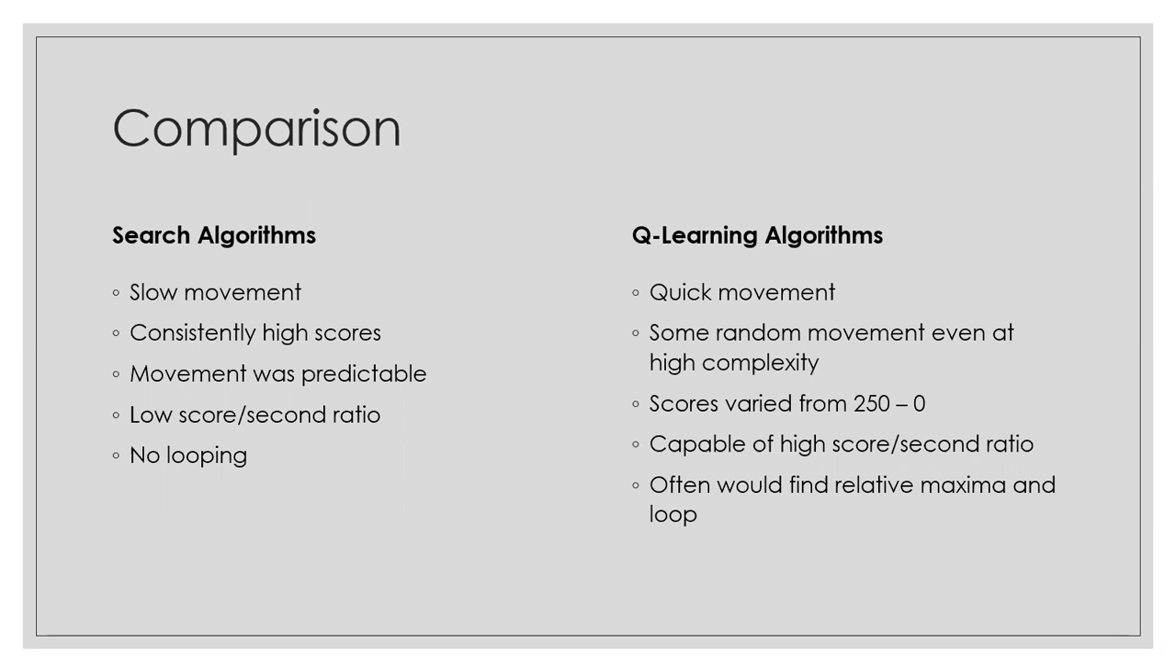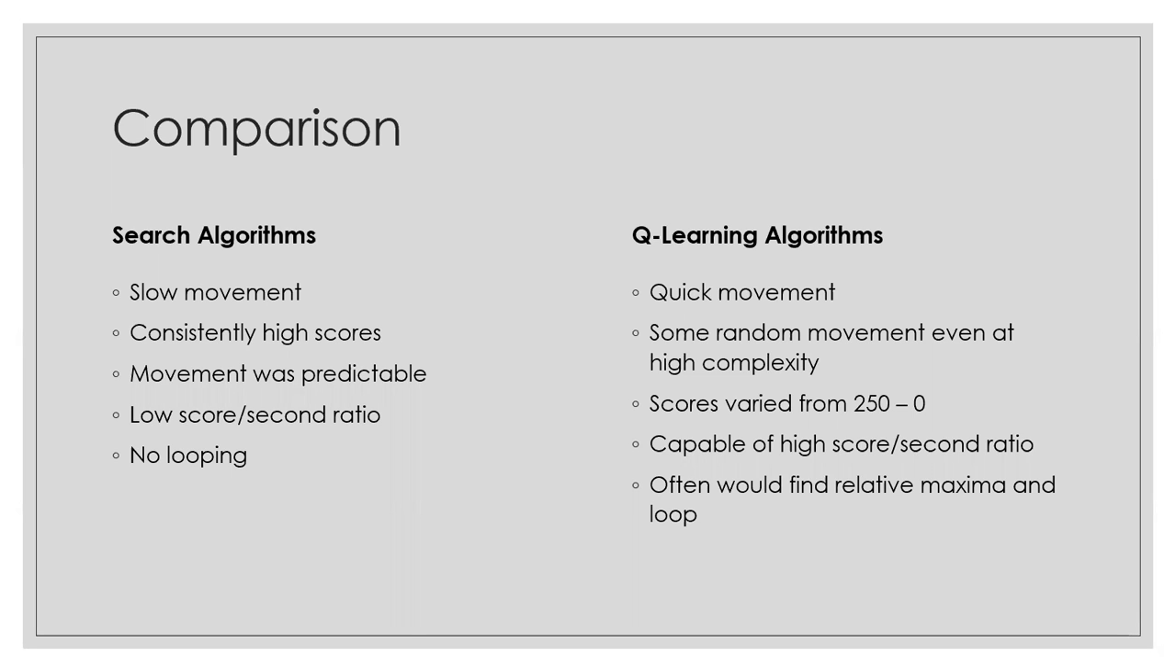So, in conclusion, the search algorithms were slow to move but had consistently high scores. Movement was predictable and it had a low score to time ratio. And on top of that, there was no looping. The Q learning algorithms were very quick to move, but they had some random movement even at high complexity. Scores were lower than the search algorithms overall, but it was capable of a very high score to time ratio. The biggest flaw is that it would get stuck in relative maxima and loop around.